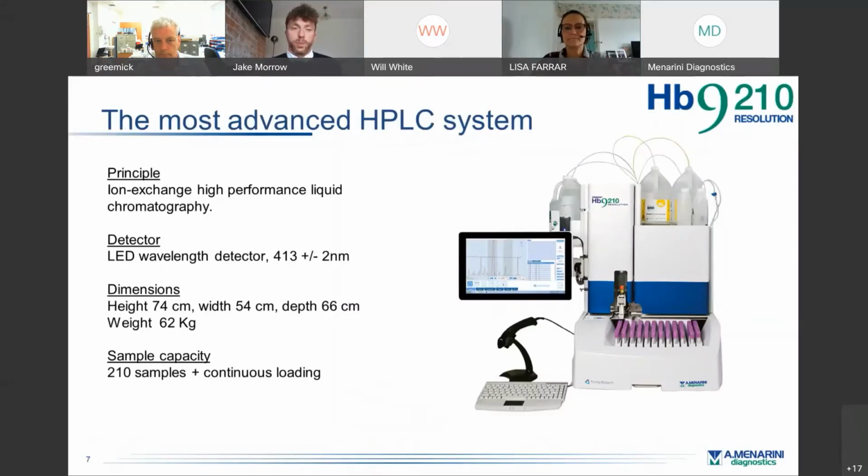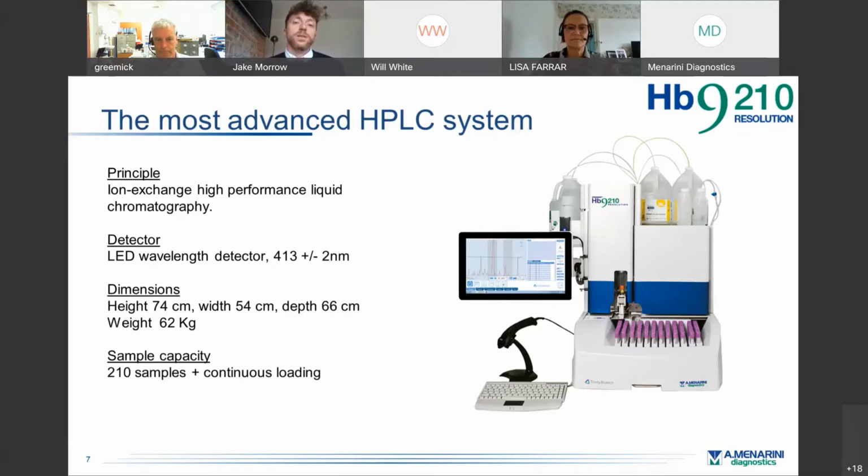The principle of analysis is ion exchange HPLC, high performance liquid chromatography. Simply, this is where samples are injected onto an ion exchange column. Two mobile phases create a gradient difference in pH and salt concentration. Hemoglobin species have different physical properties, for example, surface charge and the hydrophobic and hydrophilic groups, and therefore elute from the column at different rates. This elution at different rates is detected by spectrophotometry through a detector at a wavelength of 413.